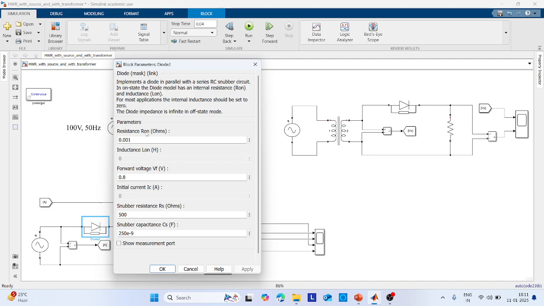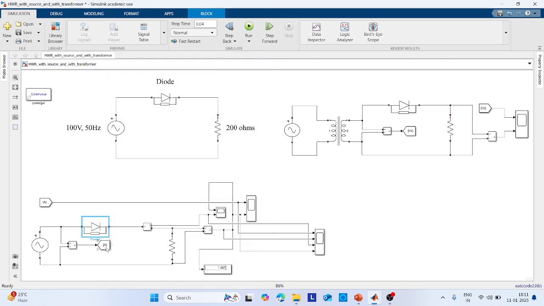You can also change the on resistance value. Here it is 0.001, and the forward voltage we are keeping over here as 0.8, more than silicon. So these things please keep in your mind. I am displaying all these things only in order to make you understand how we have selected the diode parameters. And this is a Goto block and this is a From block.